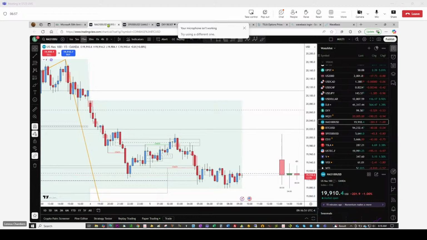Right now we are on the 15-minute on the NAS, and we are sort of sideways to down here. We've got a 1, 2, 3 top here, and we have dropped down. And it looks like the likely scenario is that we're going to be heading to take out these lows.